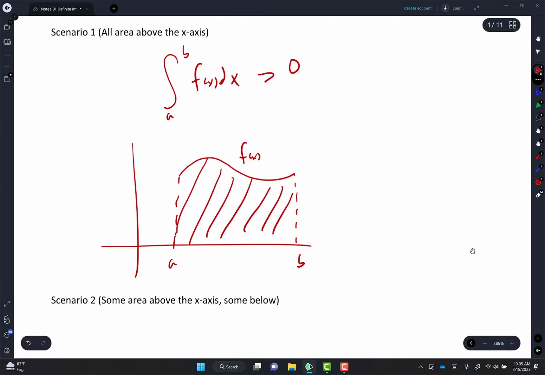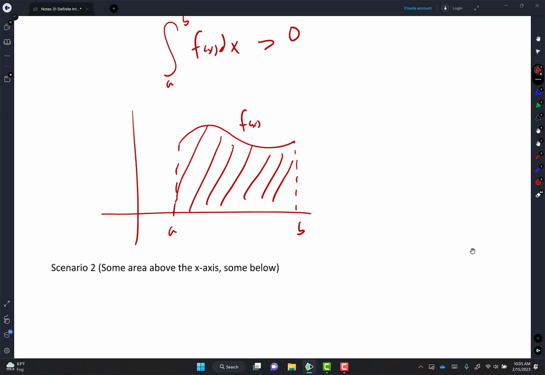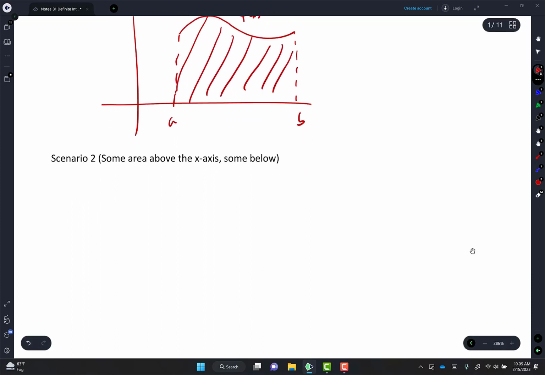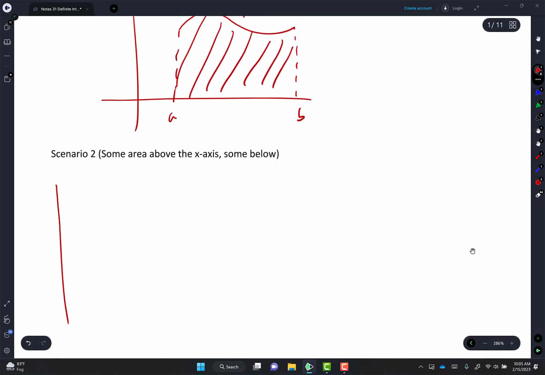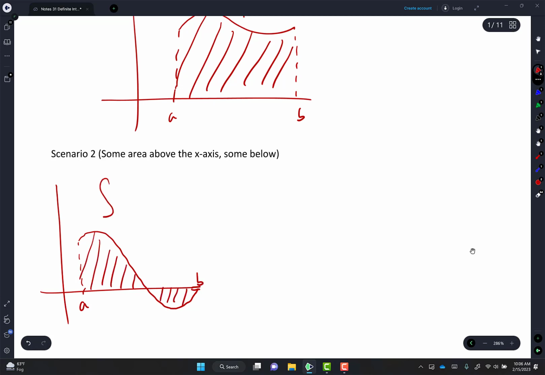Okay. Then we got another scenario, and I'm going to do two sketches of this one. So we have one scenario where you have some above, some below, but you got more above than below. So I'm gonna see if I can make that a reality. Yeah, there we go. A, B. So because you have more area above than below, this one, from A to B, f of x dx, is going to be positive.